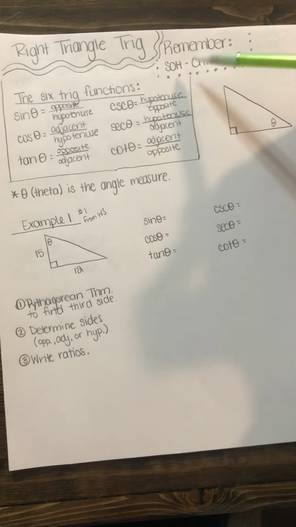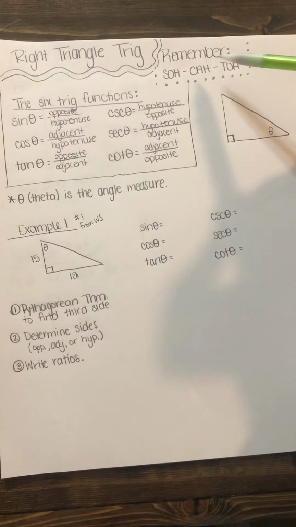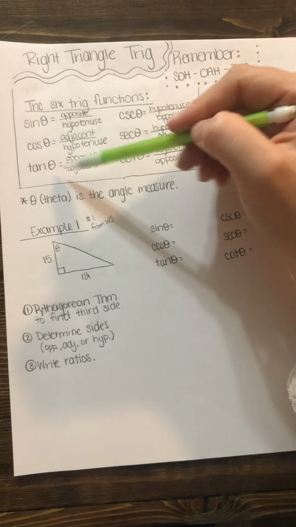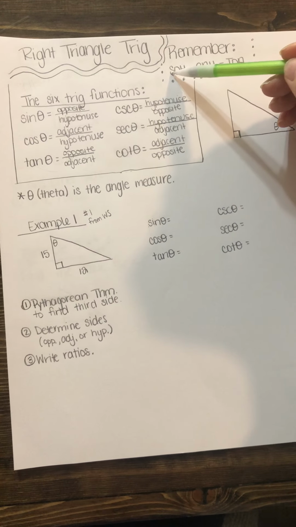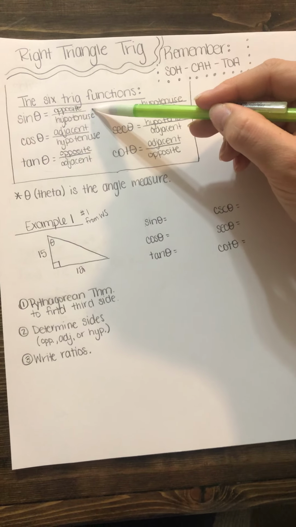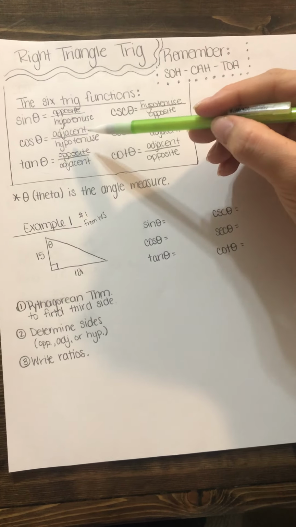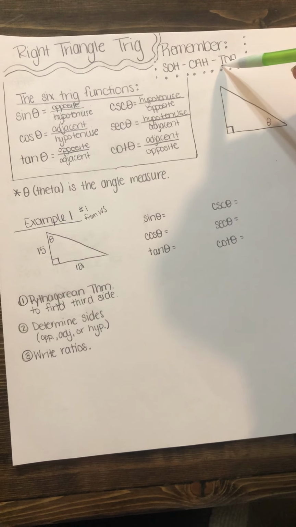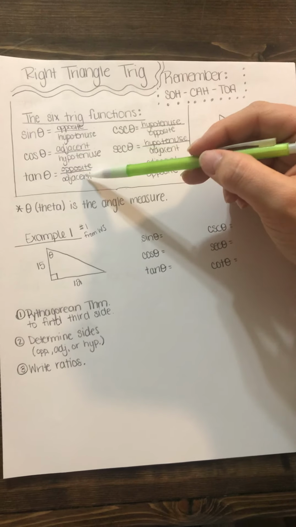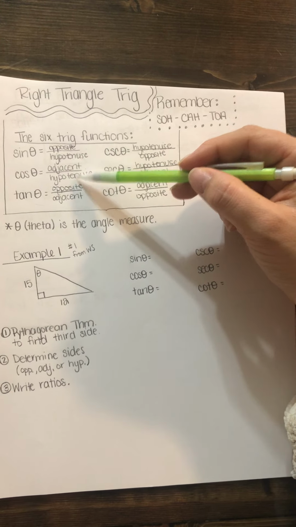First of all, you want to remember your trig functions. People say SOH CAH TOA. That represents these first 3 trig functions. So the S in SOH, it's sine, is opposite over hypotenuse, which is what we have here. Cosine is adjacent over hypotenuse, which is what we have here. And then the tangent is opposite over adjacent, which is the third one.